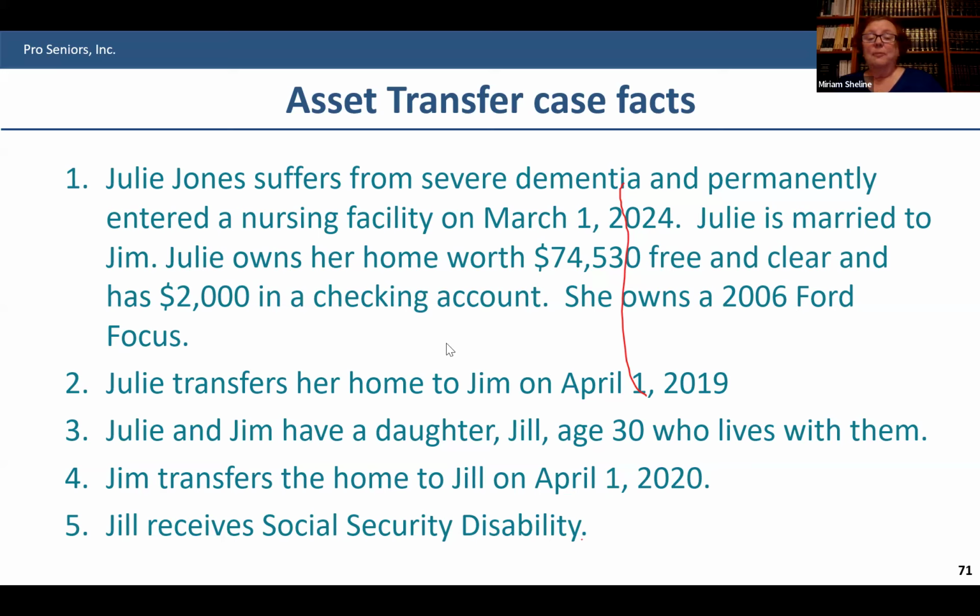If Jill is age 30, who lives with them, she's obviously an adult child. Jim transfers it April 1st, 2020. If she's not disabled, then we have to look at some other exemption. But if there is none, then yes, you are correct. There would be a 10-month penalty. That 10-month penalty begins March 1st of 2024. But because Jill could document that she received Social Security disability, she is an adult disabled child, that is now a proper transfer, and Julie is now eligible March 1st of 2024.